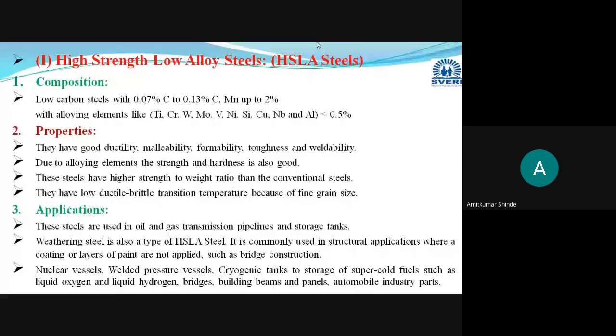In short, you can say that these steels have a high strength to weight ratio as compared to the conventional steels, meaning that with the minimum possible weight, that particular steel will provide more strength and more hardness. This is the high strength to weight ratio. And again, a more important property is that they have a very low ductile to brittle transition temperature. These steels possess a very low ductile to brittle transition temperature.